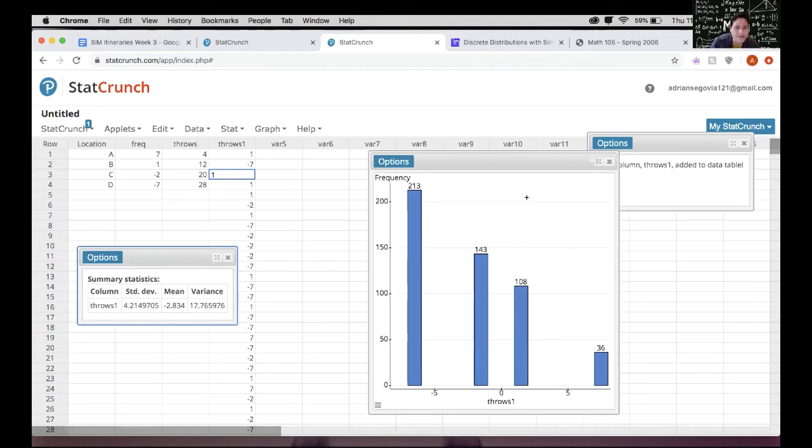Oh, Adrian, I think that negative 7 there in your table should be a negative 4. Oh, okay. So notice, guys, this is what we're going to be getting at.